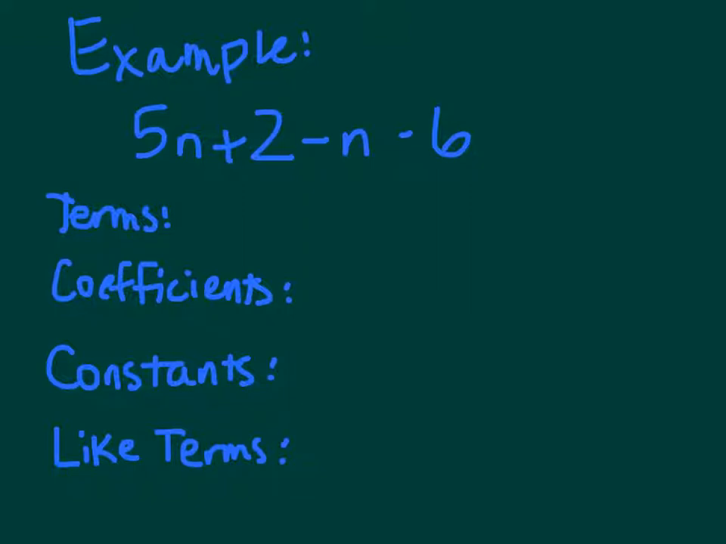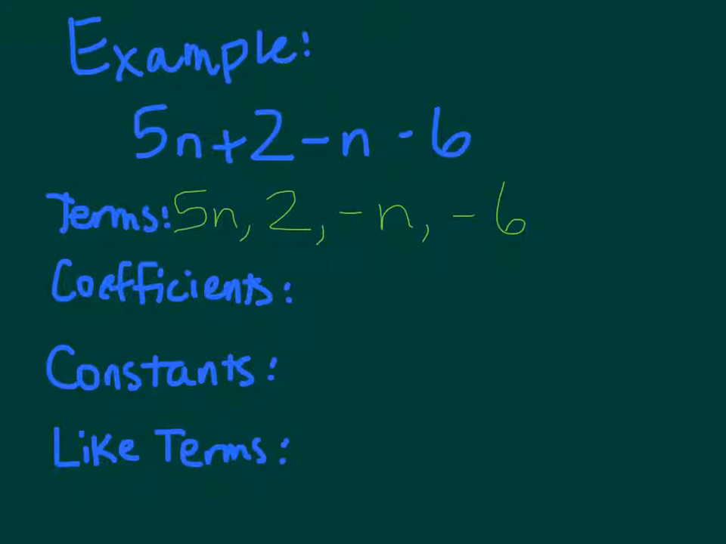So when we look at this expression, we see that we have 4 terms. My first term is 5n, my second term is 2, my third term is negative n, and my last term is negative 6. Now you'll notice that I didn't just write a big list with the plus and minuses between them. I put commas to separate each term and just noted if they were positive or negative.